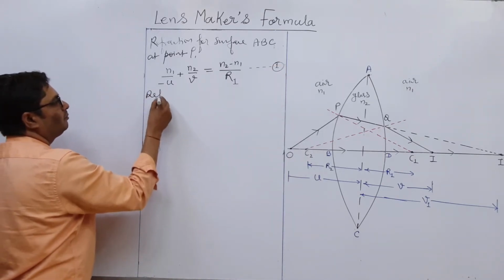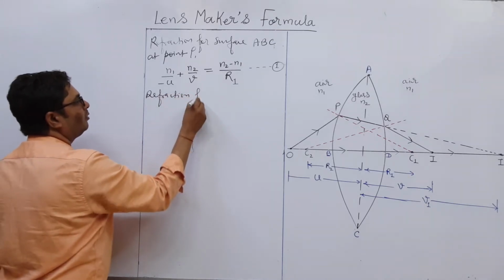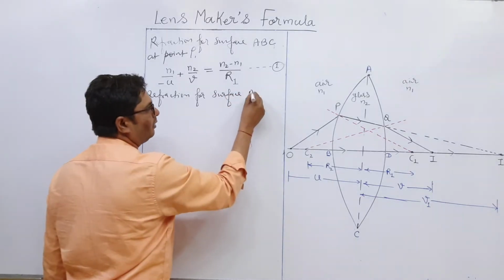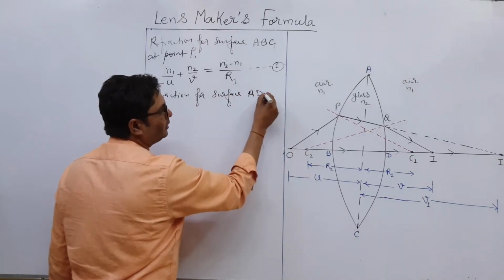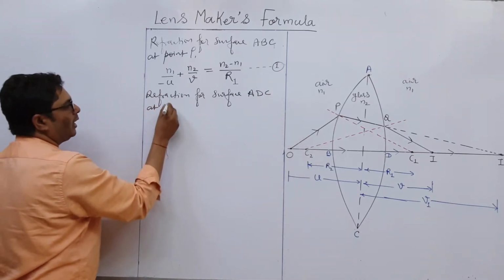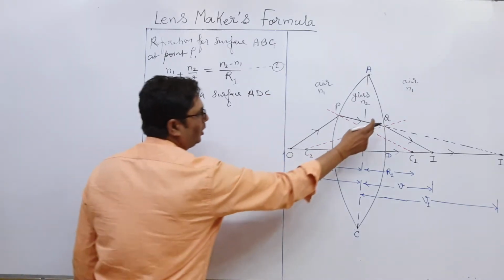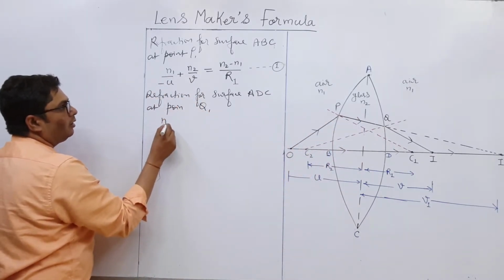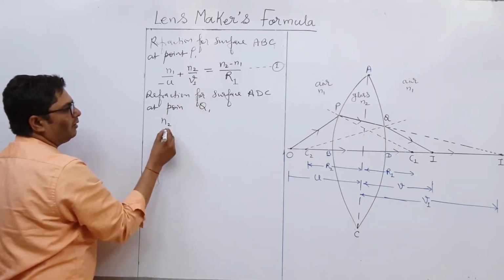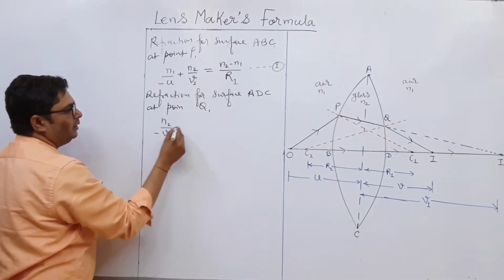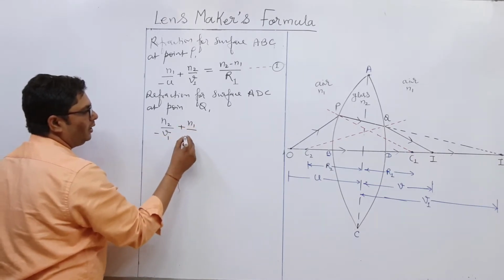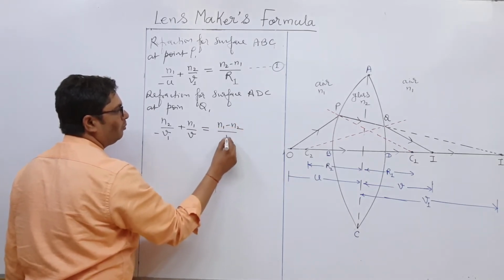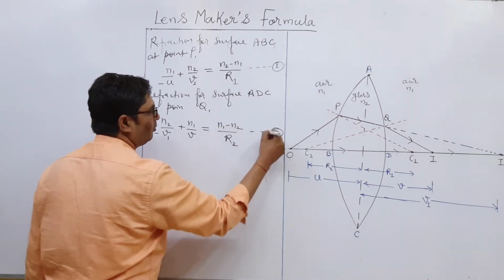Now refraction for surface ADC at point Q. We have N2, here we have V1, so we have minus N2 by V1 plus N1 by V is equal to N1 minus N2 by R2. Equation number 2.